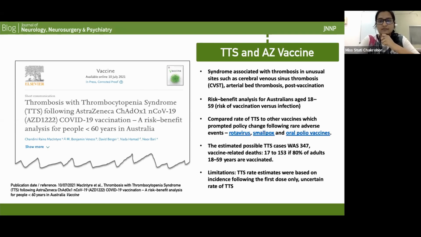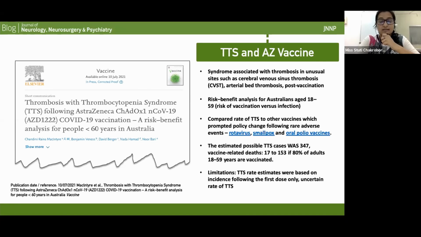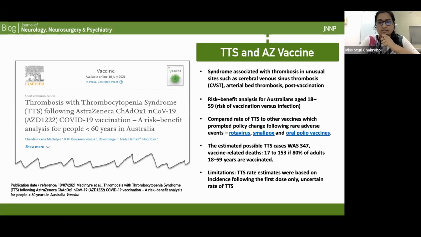They found that the estimated possible TTS cases were 347, and vaccine-related deaths were estimated to be 17 to 153, assuming that 80% of adults between the ages of 18 and 59 are vaccinated. One of the limitations of this study was that the rate estimates were based on incidence following only the first dose, and there was an uncertainty in the rate of TTS as well.